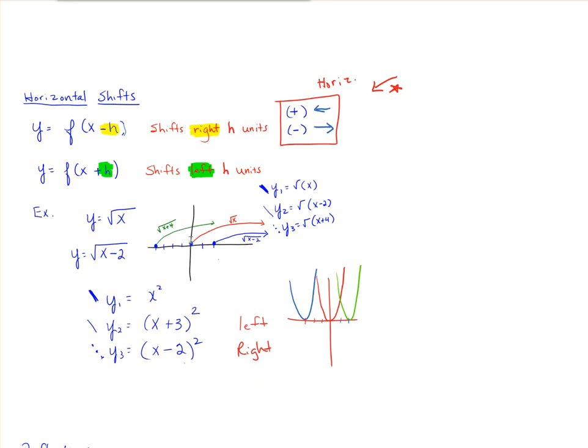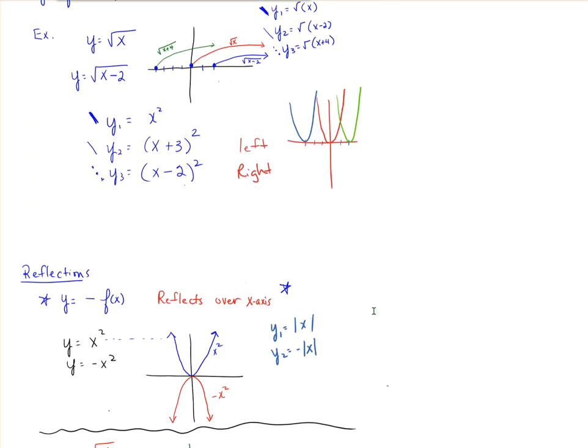So here is y equals square root of x. That's the red one. And then y equals the square root of x minus 2. That's going to go to the right 2 and then start. The square root of x plus 4 is going to go to the left 4 and go that way. Or here's the one with x squared. X squared is the red one. X plus 3 squared, it went to the left. And x minus 2 squared went to the right. So horizontal shifts go left or right, verticals up and down.